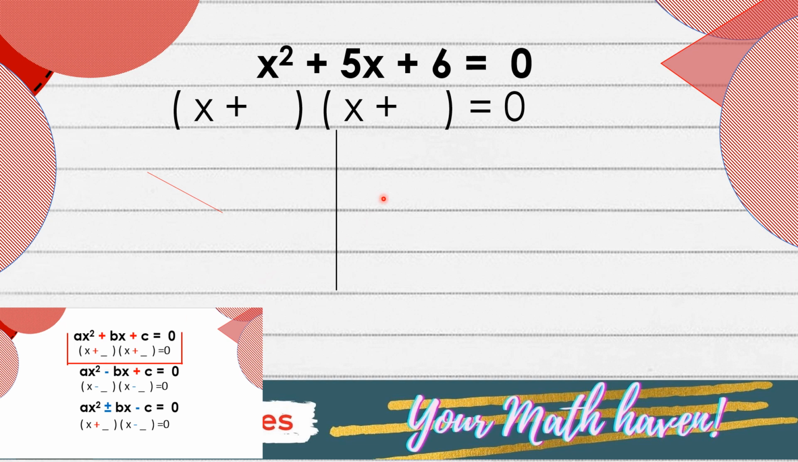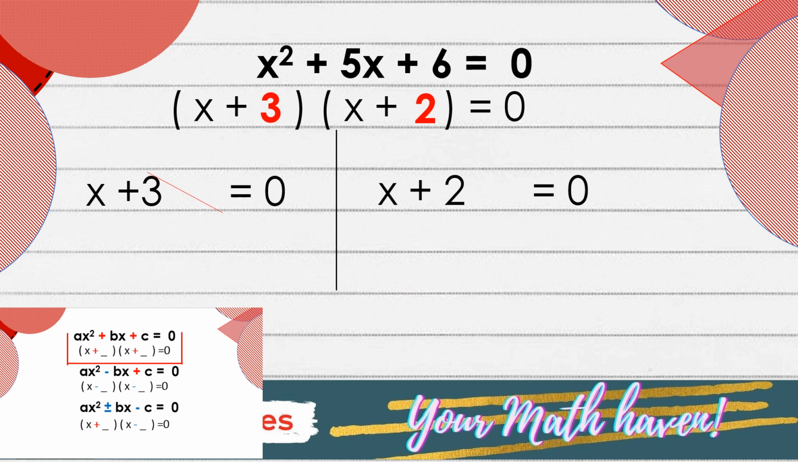The same thing, we need to identify the factors of 6 that, if we multiply, the result is 6, and if we add, the result is positive 5. And the numbers are positive 3 and positive 2. And using the zero product again, we have x plus 3 is equal to 0, and x plus 2 is equal to 0.